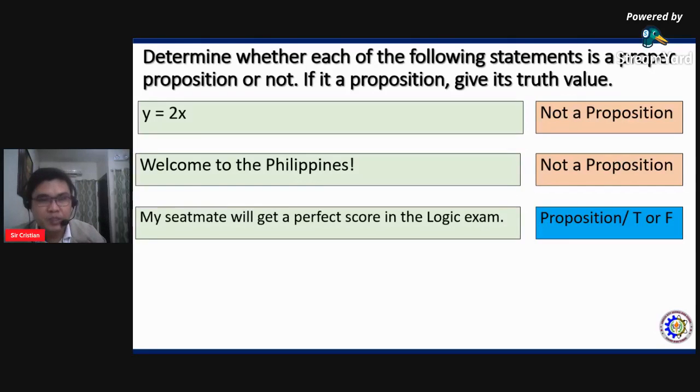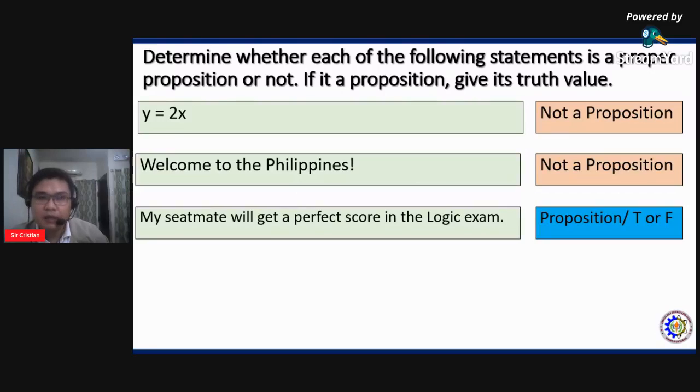It is a proposition. First condition, it is a declarative sentence. Check. So it is met. The given statement, my seatmate will get a perfect score in the logic exam, is really a declarative sentence. Now, what about the second condition, the truth value? Is it true or false?